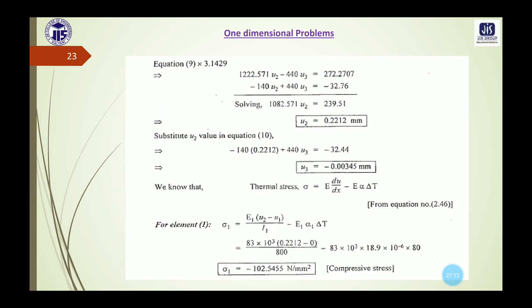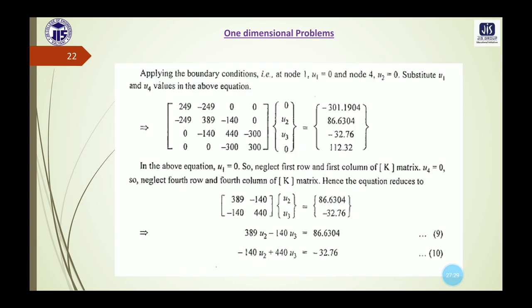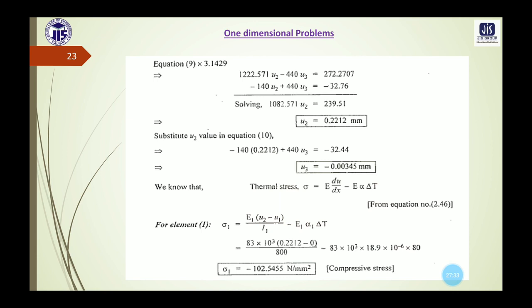So from these two different equations we can easily find the value of the nodal displacement at point 2, or node 2, which we are getting as 0.2212 millimeter. Next we can put this value of u2 in any of the earlier equations, that means in either equation 9 or 10, and in that case we will be getting the nodal displacement at point 3, or node 3, which is coming as minus 0.00345 millimeter.